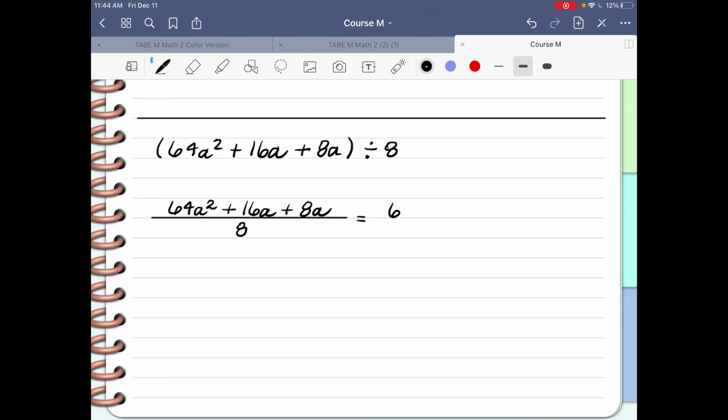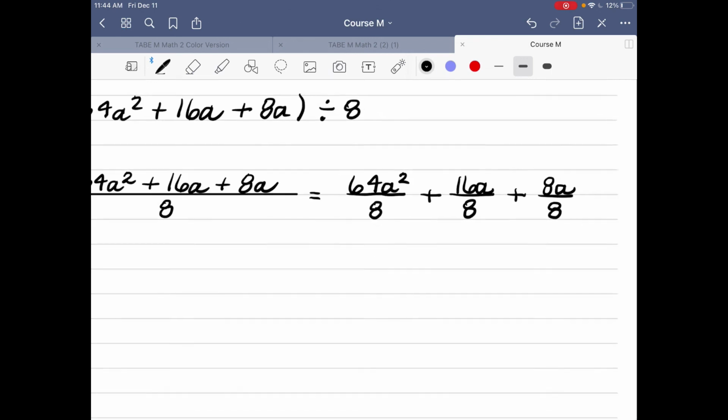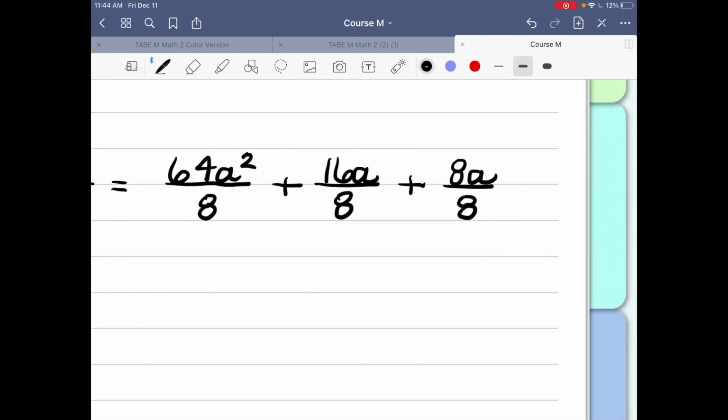So let's split them up. We have 64a squared divided by 8 plus 16a divided by 8. They're all sharing the 8. That's the distributive division. You're distributing that 8 to each of those terms. And then let's simplify. Let's do this one.